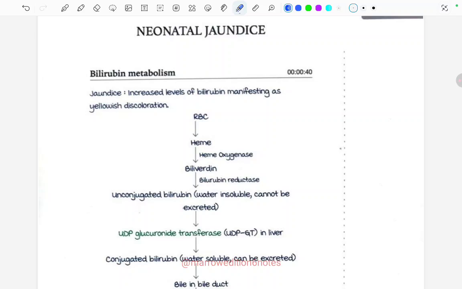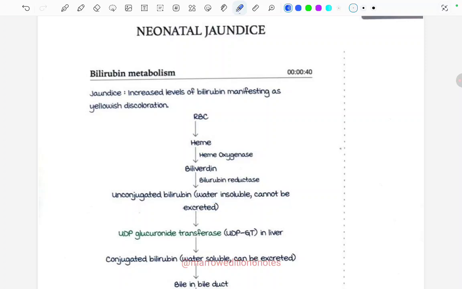Jaundice is basically increased levels of bilirubin manifesting as yellowish discoloration. So there is the RBC, which is made up of heme, right? Heme is a component of RBC, and because of the heme oxygenase enzyme, heme is converted into biliverdin. Because of the biliverdin reductase enzyme, biliverdin is converted into unconjugated bilirubin. Unconjugated bilirubin is also called indirect bilirubin, which is water insoluble and cannot be excreted out.